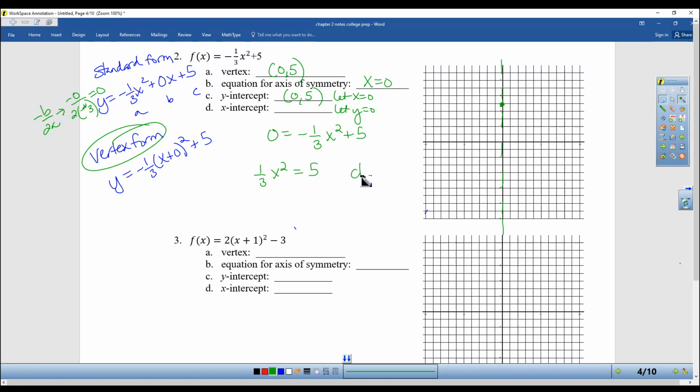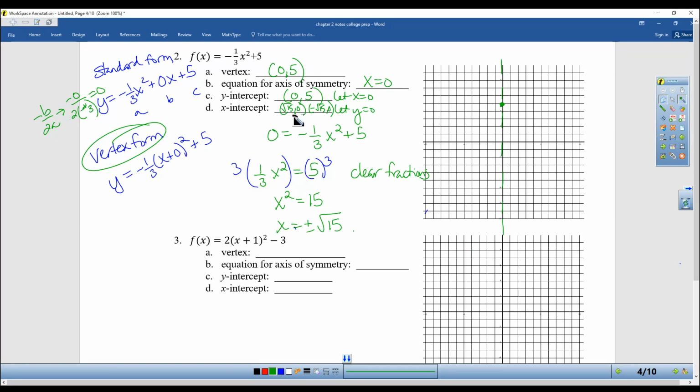I'm going to clear my fractions. Always clear your fractions. Multiply both sides by 3. And I get x squared is equal to 15. X is equal to plus or minus the square root of 15. Now think about that. You're not going to graph that exactly. You're actually just going to leave it. Square root of 15 comma 0. Negative square root of 15 comma 0. But I know you want to know, can I just write plus or minus the square root of 15 comma 0? Yes on your homework, no on a quiz.